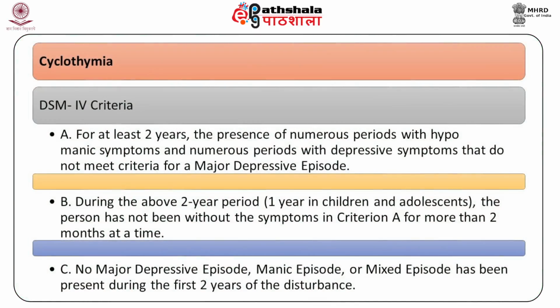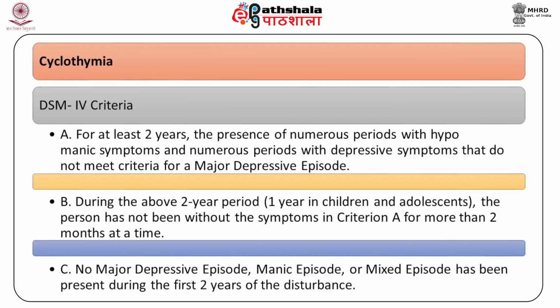Next, we will talk about cyclothymia. The DSM-4 criteria for this are: A. For at least 2 years, the presence of numerous periods with hypomanic symptoms and numerous periods with depressive symptoms that do not meet the criteria of a major depressive episode. Note: in children and adolescents, the duration must be at least 1 year. B. During the above 2-year period, or 1 year in children and adolescents, the person has not been without the symptoms in criteria A for more than 2 months at a time.